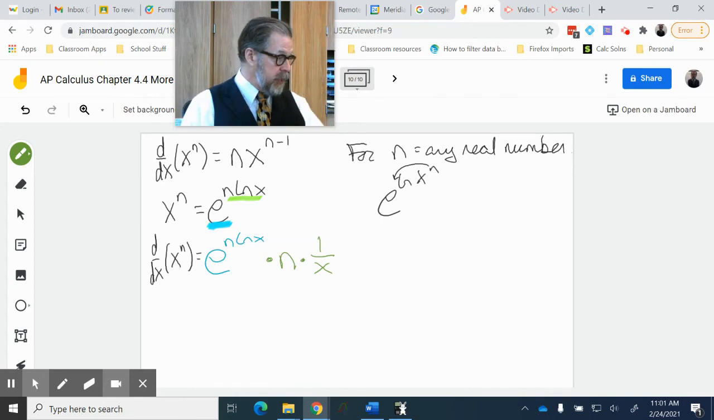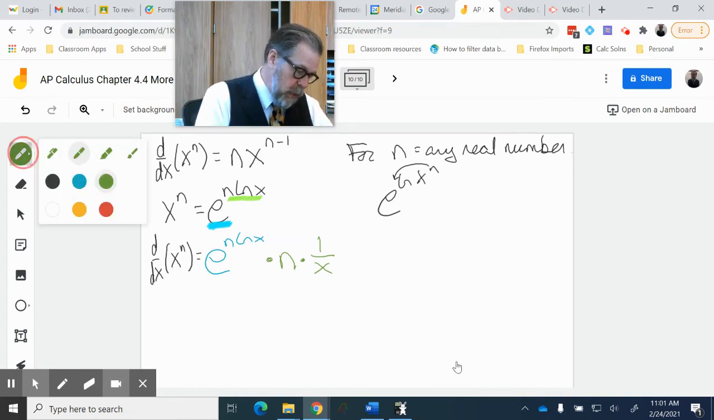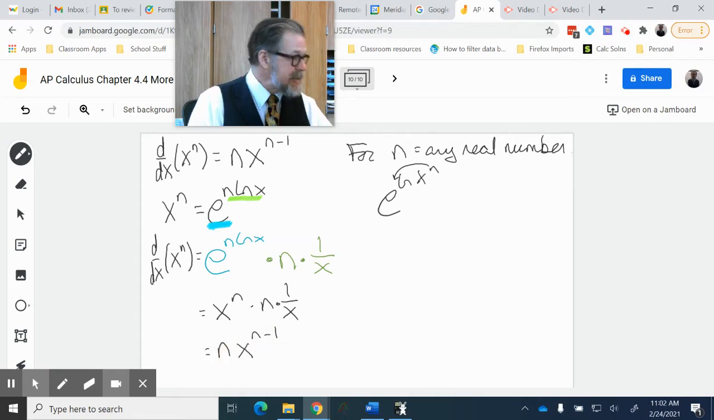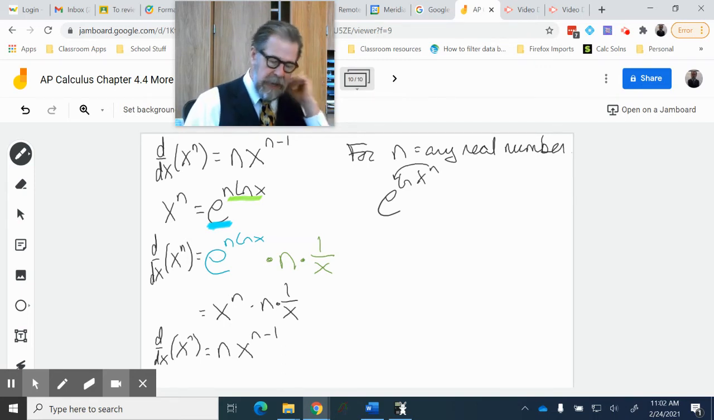So let's do a little simplification. We know that e to the n natural log of x is just x to the n, because that's where we got it from, times n times 1 over x. Simplifying, x to the n over x is x to the n minus 1. Hey, look, there it is. The derivative with respect to x of x to the n. And this is true for any arbitrary n.